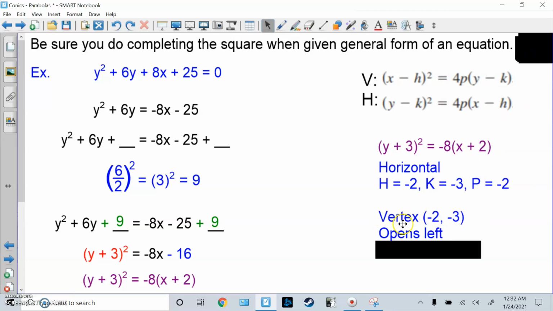And then to find the focus, we're going to do the vertex. We're going to go left 2 spots. So it's going to be negative 4, negative 3.